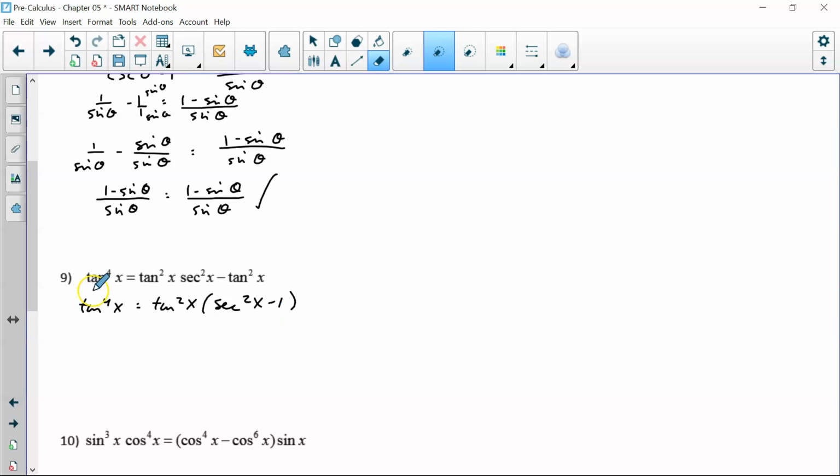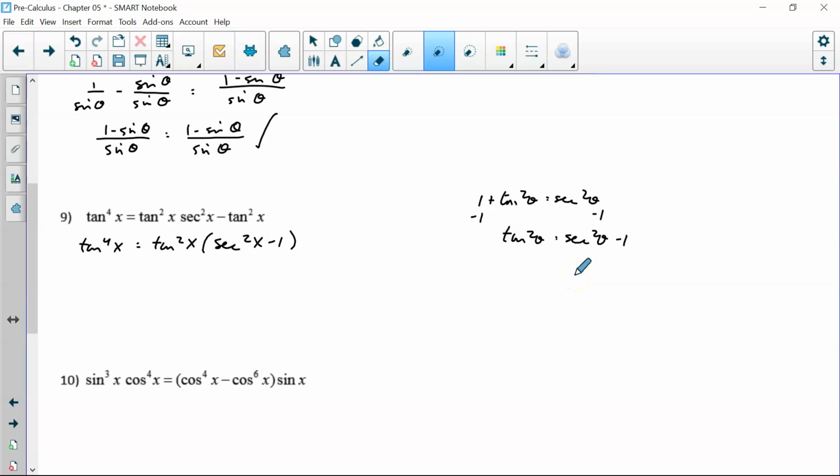Now, I know I need to get to a tangent to the fourth, and secant squared and 1, that looks familiar. Remember our Pythagorean identity: 1 plus tangent squared theta equals secant squared theta. So if I get secant and 1 on the same side, subtract 1 from both sides: tangent squared theta equals secant squared theta minus 1.